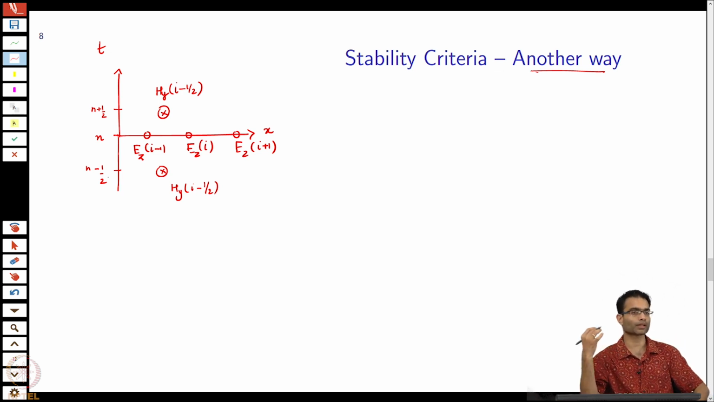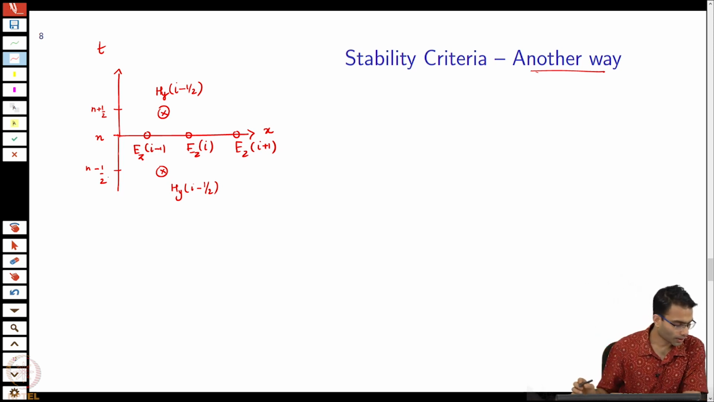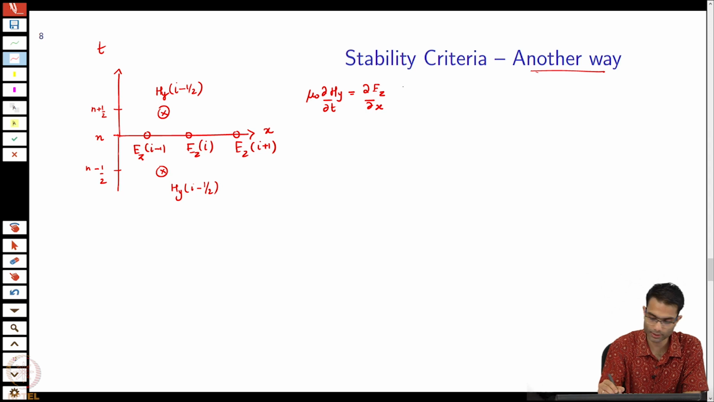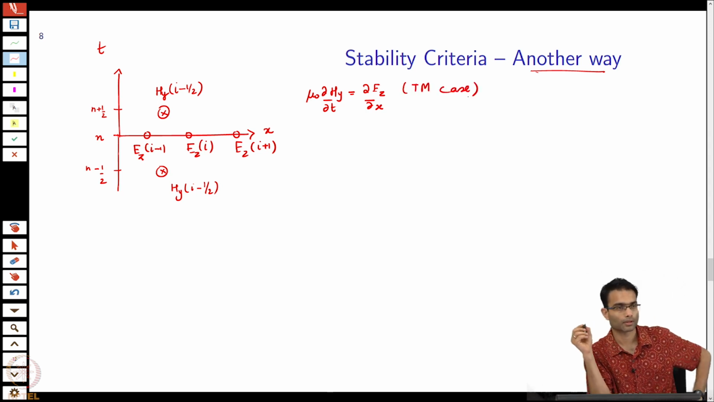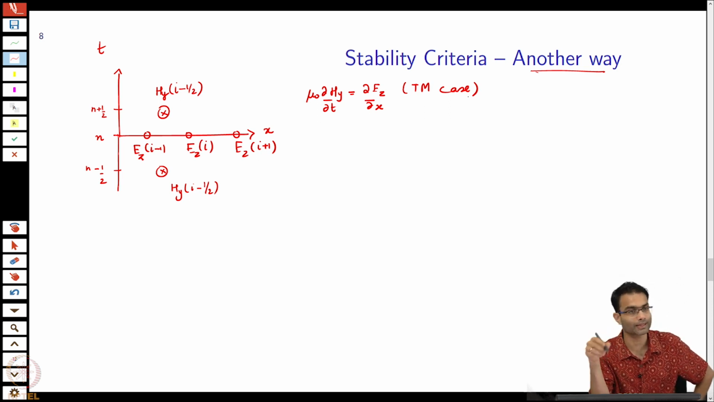So, I have taken just Ez and Hy, okay. So, the TE polarization, I am just looking at one of these equations, okay. So, the differential equation for this was mu naught dHy by dt is equal to dEz by dx, right. This is the TM case, this is the equation that I had, with Ez, Hx, Hy. So, the equation for Hy was the following.